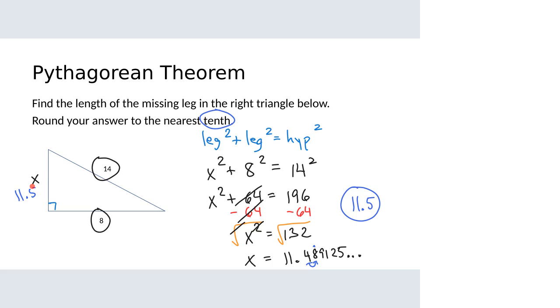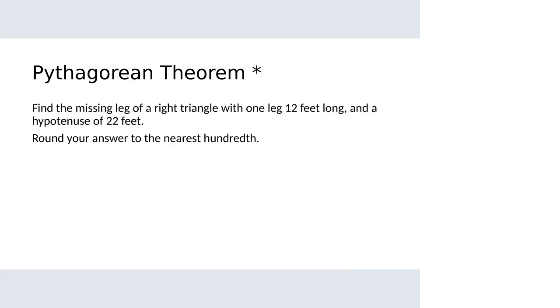That works great with the triangle inequality, because 8 plus 11.5 is bigger than 14, so we're good there. It doesn't tell us the 11.5 is correct, but it can be a way to help us identify a wrong answer. So that's really good. Are there any questions about this before I have you try one? Okay, here goes.